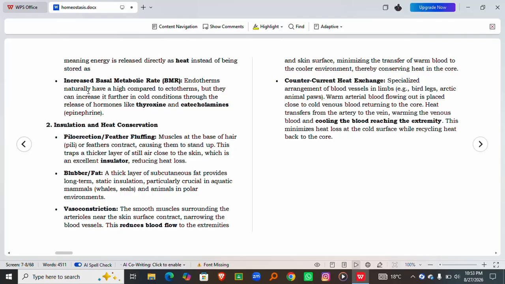So there is also increased basal metabolic rate. Basal metabolic rate is the metabolic rate of the body when we are at rest. So endotherms have higher metabolic rates compared to ectotherms, but they can increase it further in cold conditions through the release of hormones like thyroxine or adrenaline. Adrenaline is what we call epinephrine.